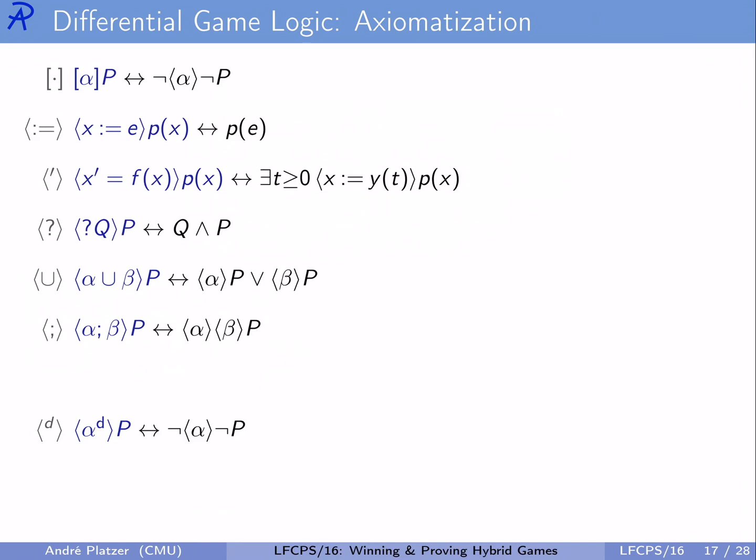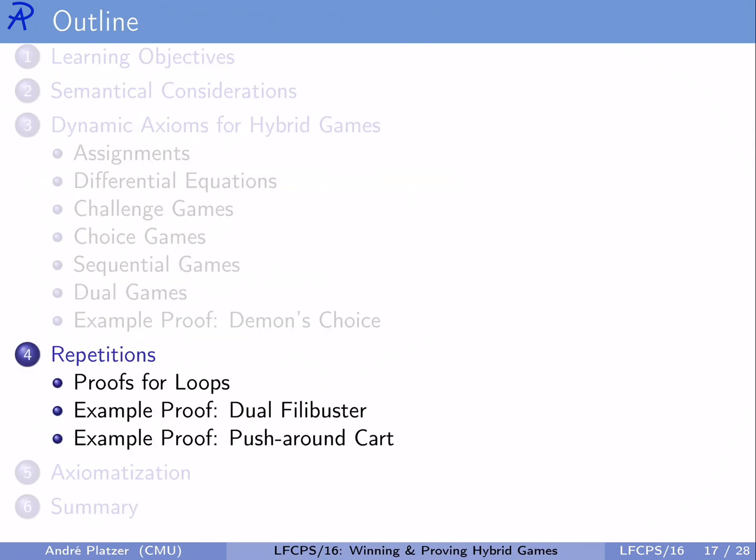Now we've developed a number of axioms for differential game logic for the box modality once and for all: the cases of alpha, and it turned into a diamond modality for the assignments, for differential equations, for tests, for the game of choice, for the sequential game, and for the dual game. But we're missing the case for the repetition here. So let's worry about these. How do you prove properties of repetitions in hybrid games?